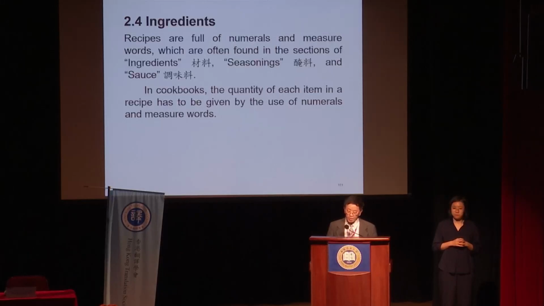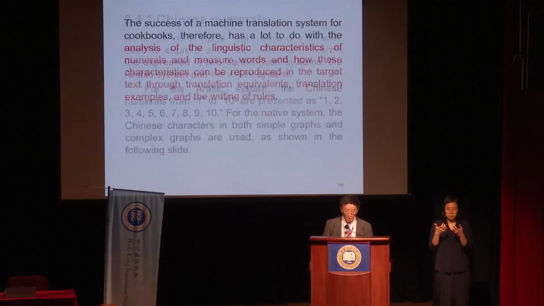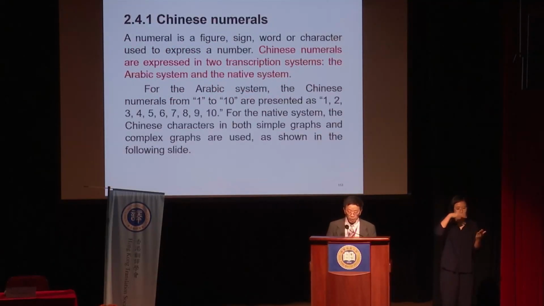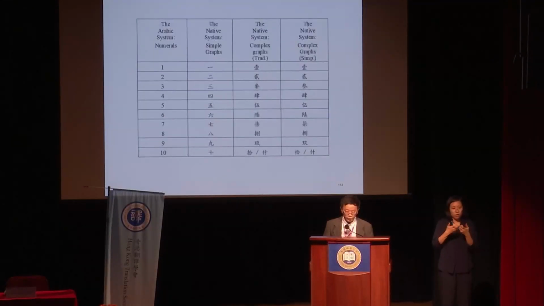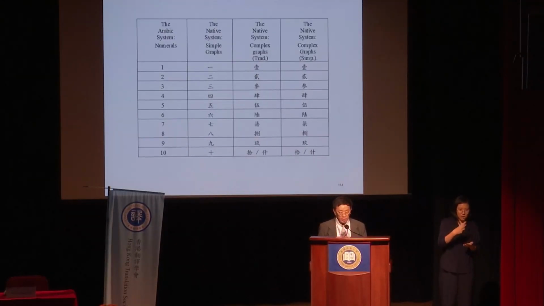And in ingredients, one thing that we notice is that it has a large number of measure words. Measure words become very characteristic of a recipe. How do we treat them? Also, Chinese numerals. We know that Chinese numerals can be written in several ways: Arabic way, the native way, also the pinyin, simplified characters and traditional characters.